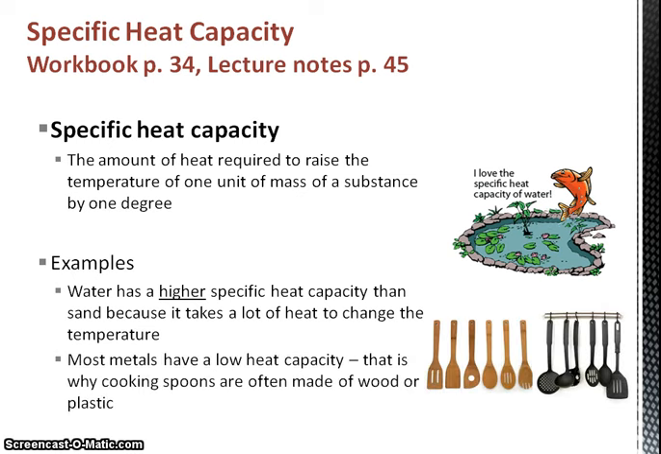Another application is that when you're cooking on the stovetop, you're most likely not going to use a metal cooking spoon to stir things because it would get really, really hot quickly. So a lot of metals have a low heat capacity. It doesn't take very much heat to change the temperature of it. So you'll oftentimes see cooking spoons that are made out of wood or out of plastic, or maybe they have a plastic handle.